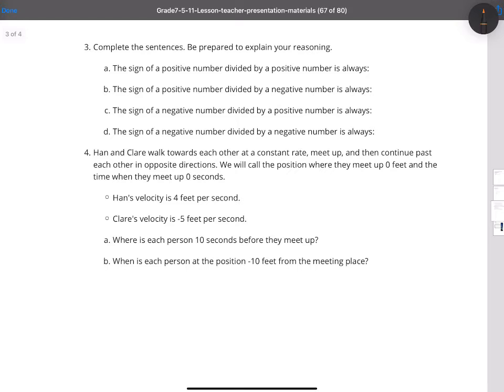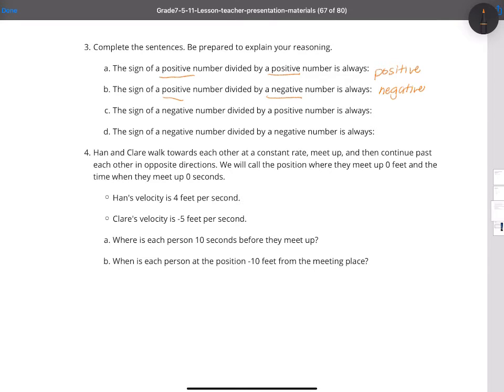Question 3 says complete the sentences and be prepared to explain your reasoning. Guys, for question 3, it just wants us to go over the rules again. So it says the sign of a positive number divided by a positive number is always positive. For part 2, the sign of a positive number divided by a negative number, it's different signs, so it will be a negative number.